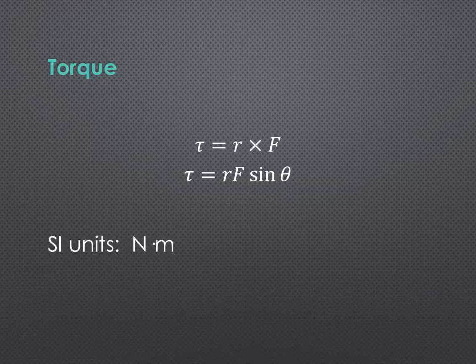The SI units for torque are Newton meters. Now, you might hear this as non-SI units as foot-pounds. So you see the Chevy commercials that talk about how many foot-pounds of torque the engine has. Foot-pounds is also a measure of torque. It's not SI units, though.